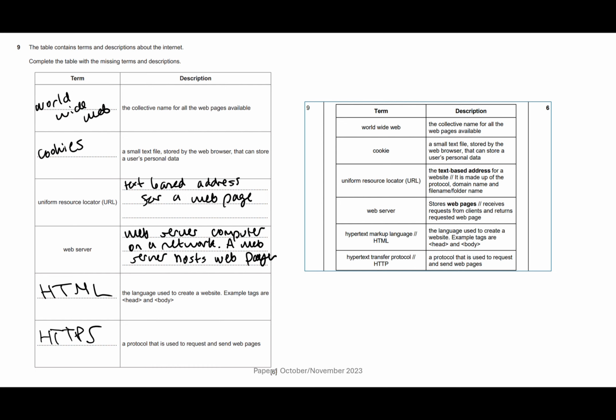Okay. So I'm pretty happy with that. With the web server, they've also added receives requests from clients and returns requested web pages. So you type in the URL, that gets turned into an IP address, that then is used to access the web server and ask for the web page to be sent back to you. But we're looking for one mark here, so I think we've very adequately covered that. Okay, right, let's stop this video and then move on to question 10.